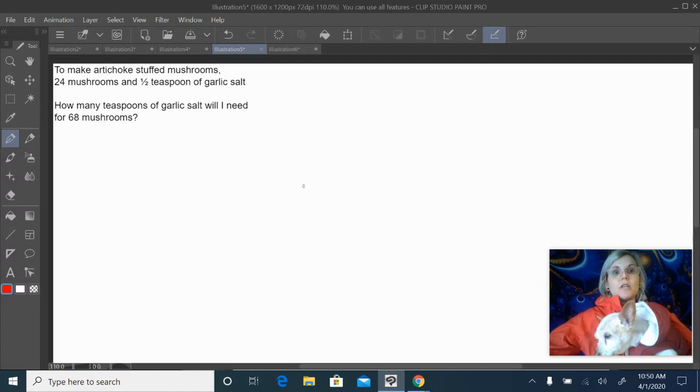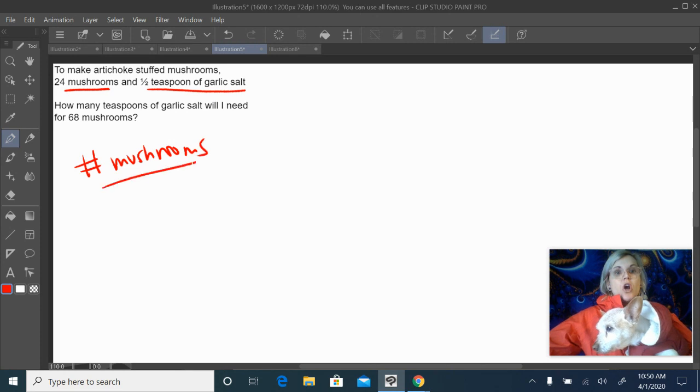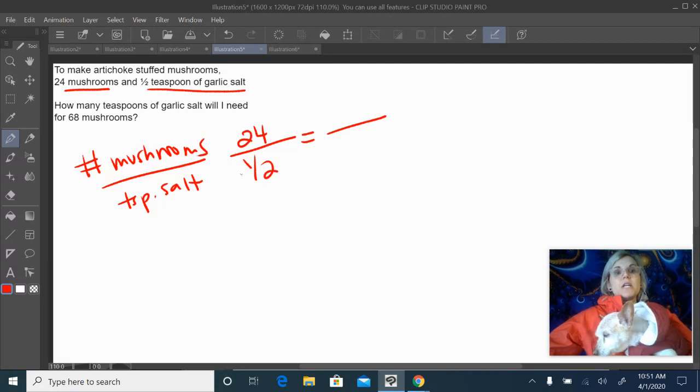This one's a recipe for stuffed mushrooms, and we are comparing mushrooms with teaspoons of garlic salt. So number of mushrooms over teaspoons of salt. Okay, so again, ratio equals a ratio, 24 mushrooms to a half teaspoon. Okay, so how many teaspoons? That's my variable. It goes on the bottom since this was salt. Will I need to make 68? 68 goes on the top because it's mushrooms.